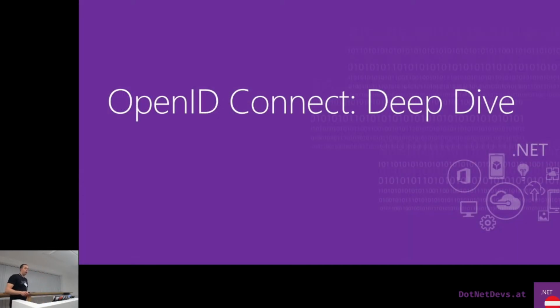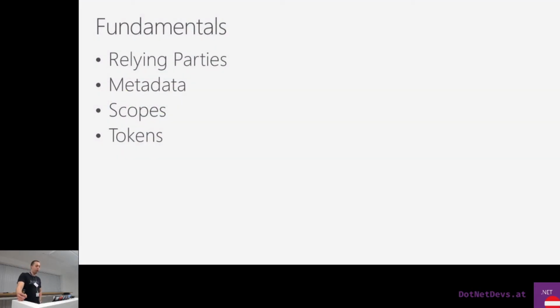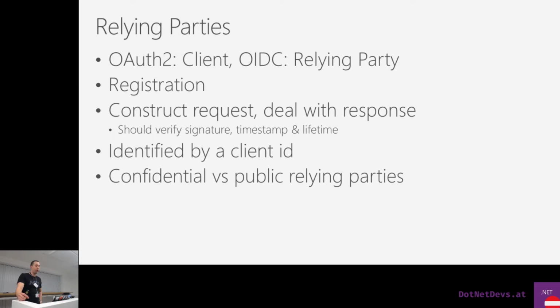So let's have a more detailed look into OpenID Connect. There are a few fundamental concepts of OpenID Connect that I would like to talk about: relying parties, the metadata involved, what scopes are, and then what types of tokens there are. For our clients or relying parties, we would need to register the client in advance. If you have ever developed with Facebook or Azure AD, you would need to register the client, and you would get a client ID and a client secret.